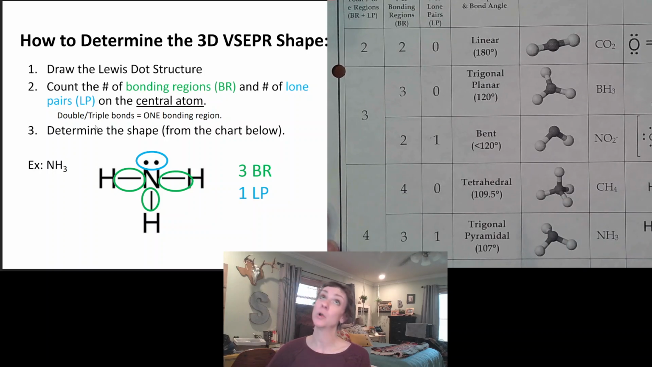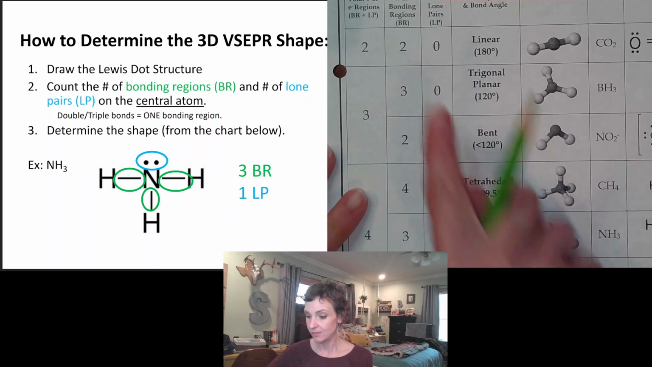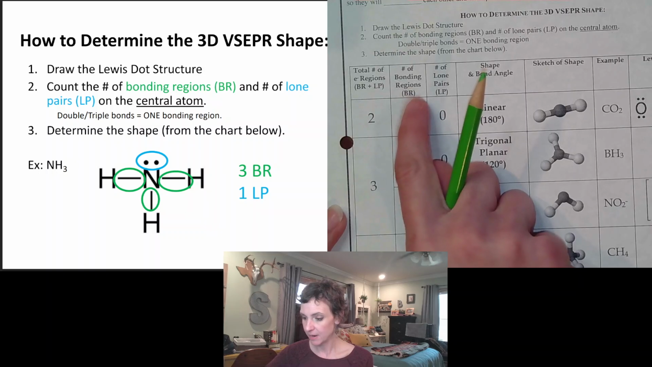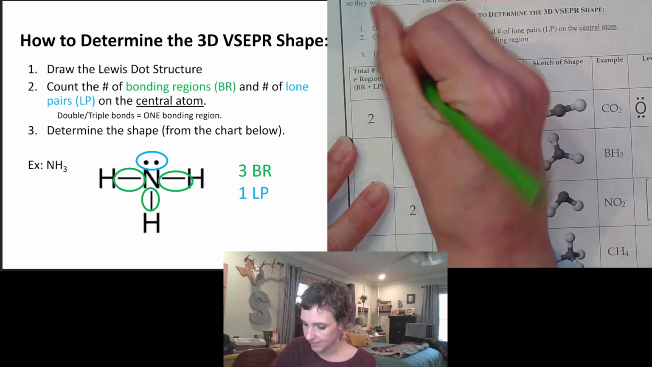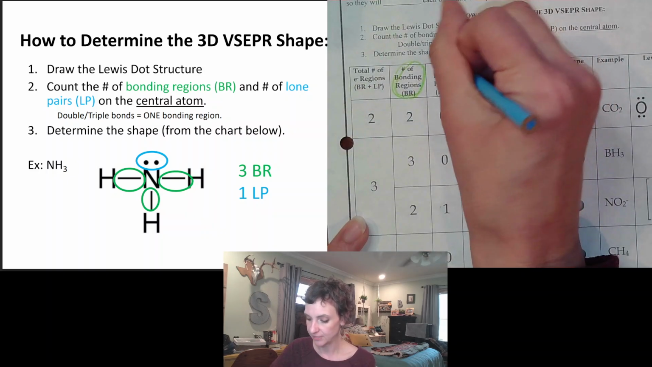There are way more than 6 possible VSEPR shapes if I have atoms with expanded octets. But for my class, we only need to know 6, which is very exciting. It makes it really easy if I'm just counting bonding regions and lone pairs. Since we said our bonding regions were green, we can circle this green. And my lone pairs, we said, were blue, so I can circle this blue.